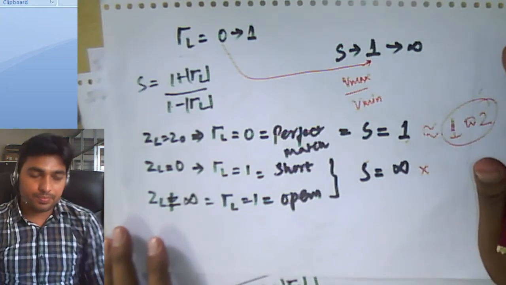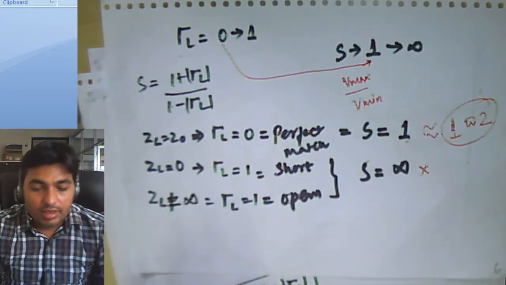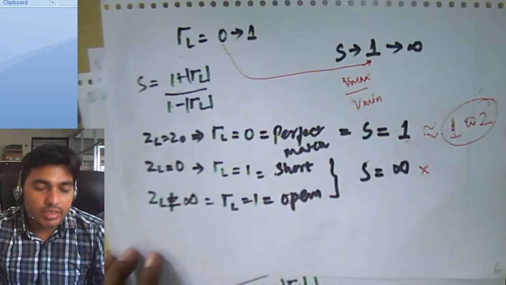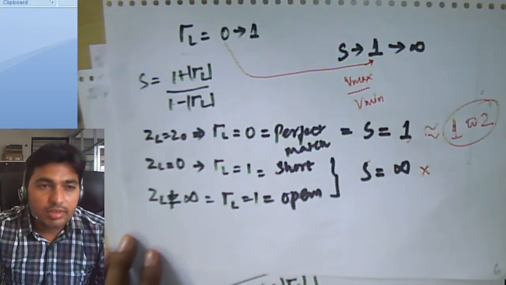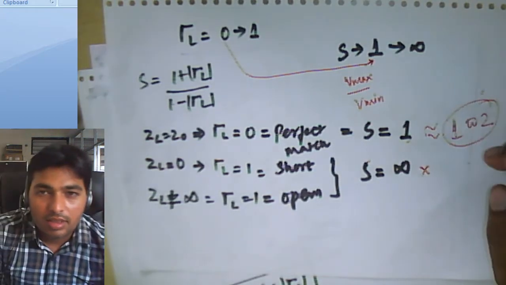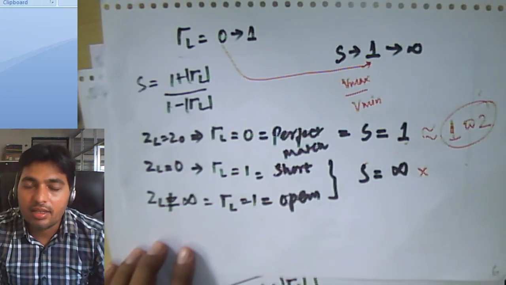So in this lecture we have seen the voltage standing wave ratio and the lossless transmission line. We'll see more elaboration on transmission line in the next lecture.